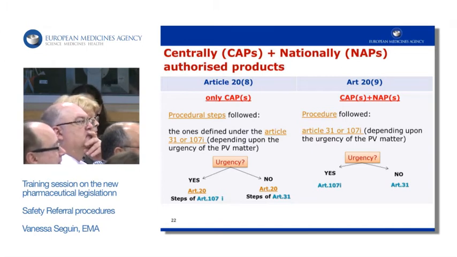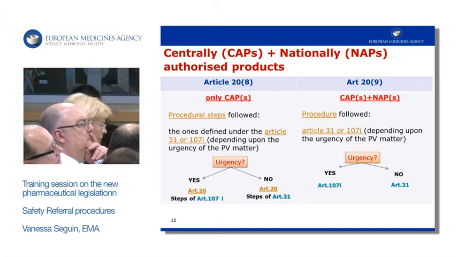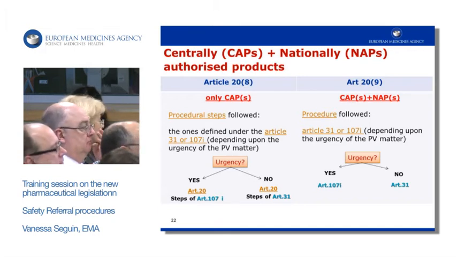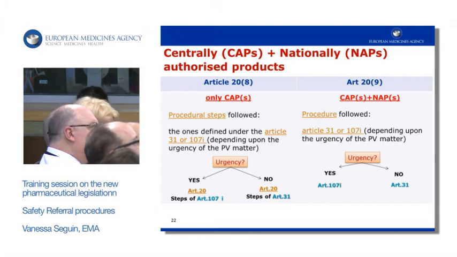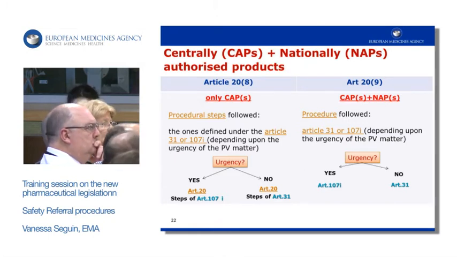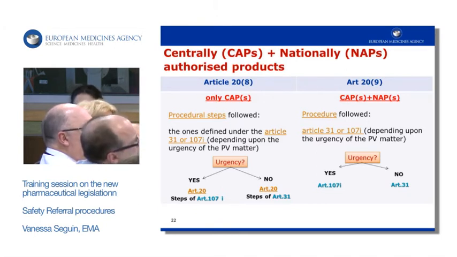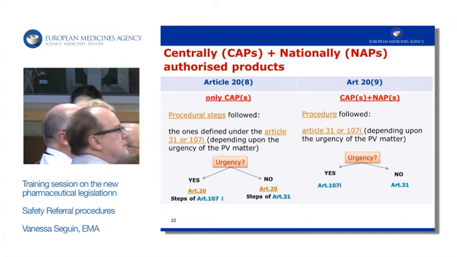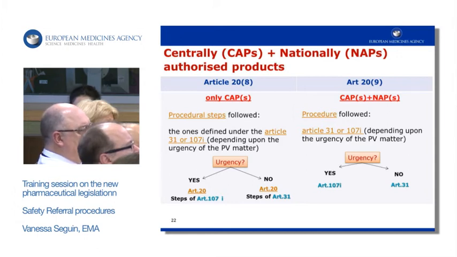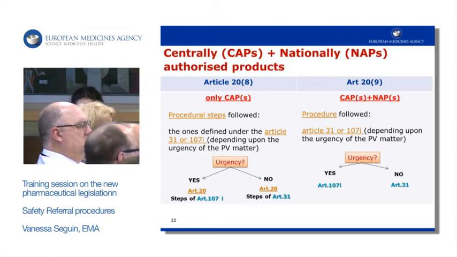Then, when the safety concern is for centrally and nationally authorized products, it will not be the steps that you follow within that Article 20, but the legal framework of that procedure will change, in the way that this ex-Article 20, which considers CAPs and NAPs, will actually be a real Article 31 or 107i, like we described before. So again, it will be decided on the basis of urgency, yes or no.